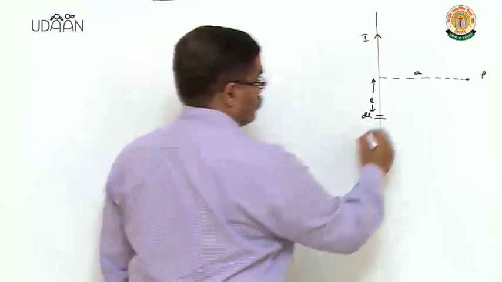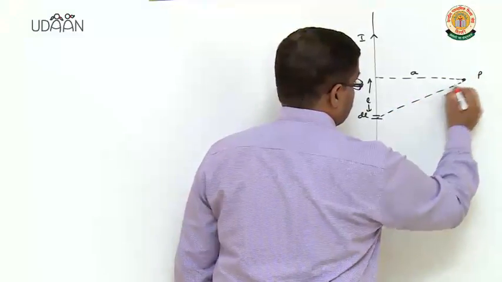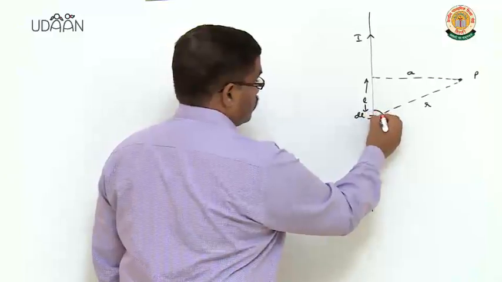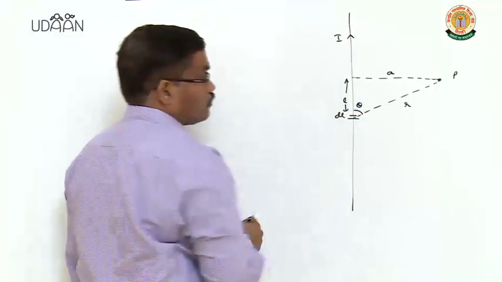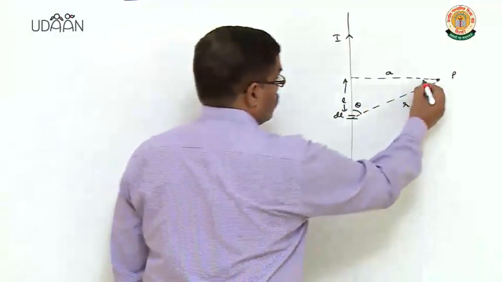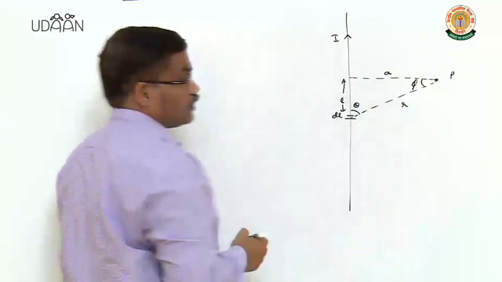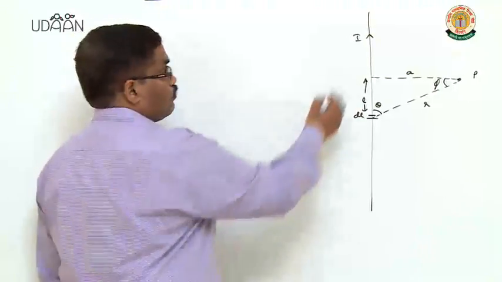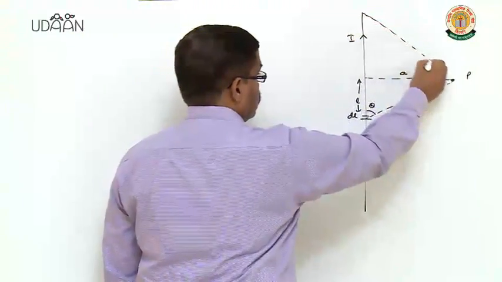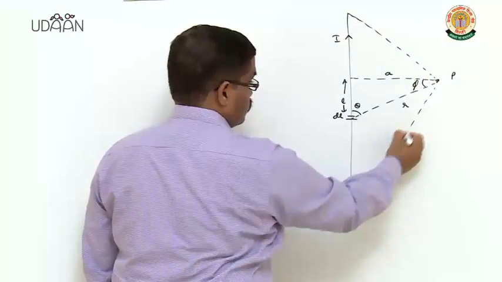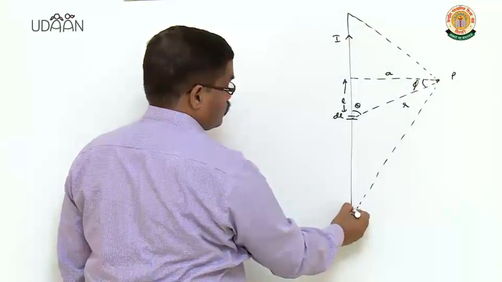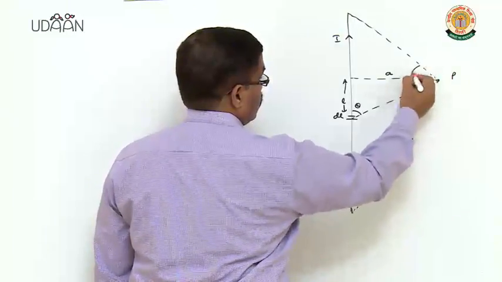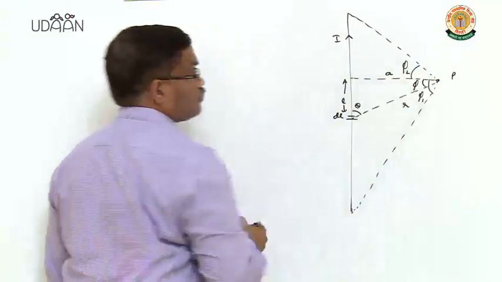I'll join the element with P. Say this distance is R, and this angle let me consider to be theta, and this angle let me consider it to be phi. Now remember, phi is a variable. If I join the two extreme ends towards P, this entire angle is say phi 1, and this angle is say phi 2.